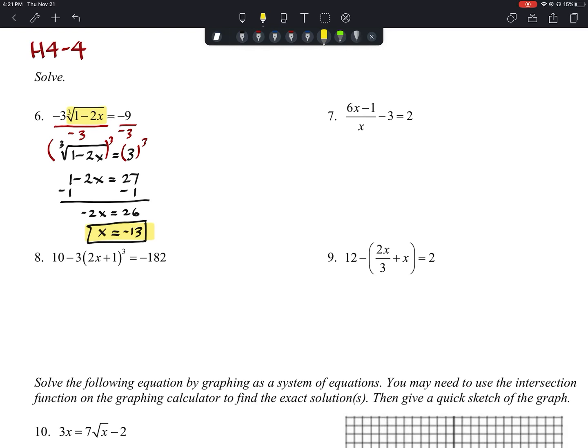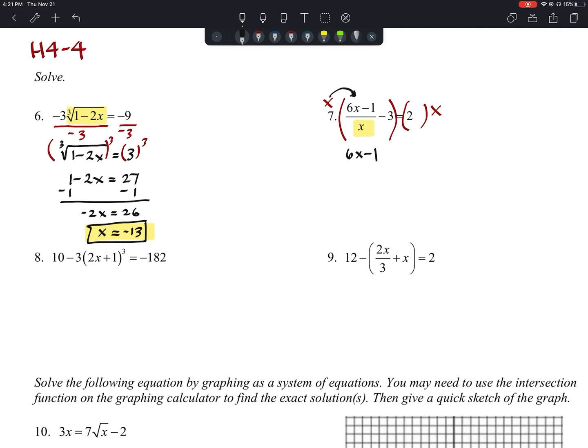7, we have 6x minus 1 over x minus 3 equals 2. Well, the first thing here, let's get rid of this x that's in the denominator by multiplying everything in the equation by an x. So I'm going to multiply by an x, multiply by an x. When I do that, this first term is just going to cancel out the x, and what we're going to be left with is just 6x minus 1.